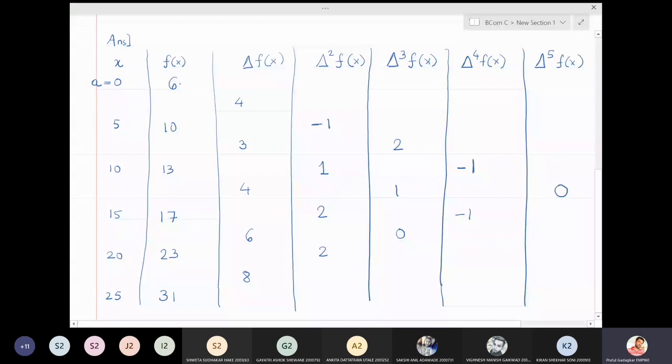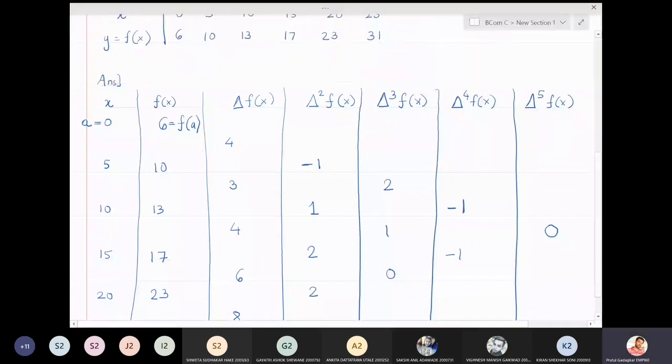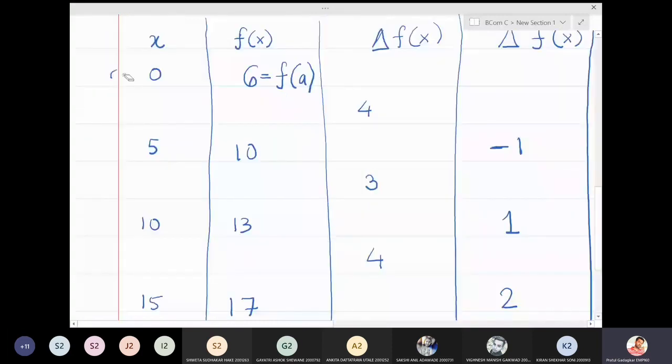Okay, I will write it with different ink so that it will be more clear to you, and easy for you to remember also. So let me write it with red ink. This is A. This is F of A, right? The next person in the next column, the first person in the next column, okay? That first person in the next column means this.